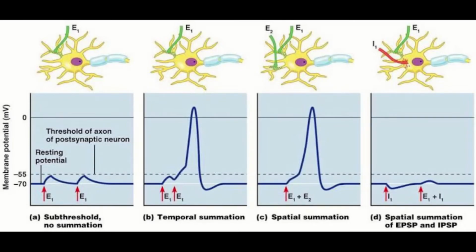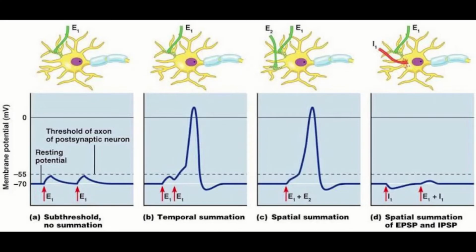Oftentimes, a neuron will have to add together potentials received from a presynaptic neuron. This is called summation. Summation can be done temporally, meaning over time, or spatially, from two or more presynaptic neurons inputting at different areas of the cell body. In Figure A, the action potential received is below the threshold, thus no firing occurs. In Figure B, the postsynaptic neuron receives two bursts of potential from an excitatory neuron and adds them together to break threshold. The neuron fires.